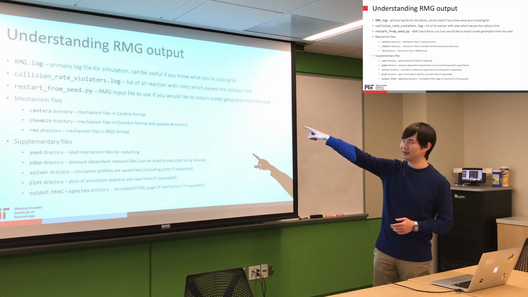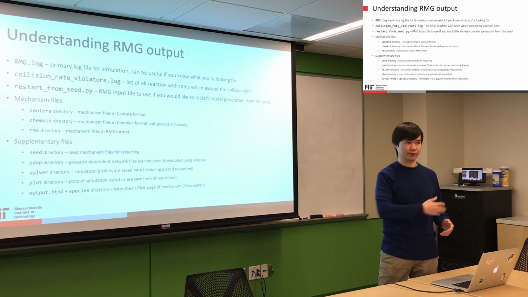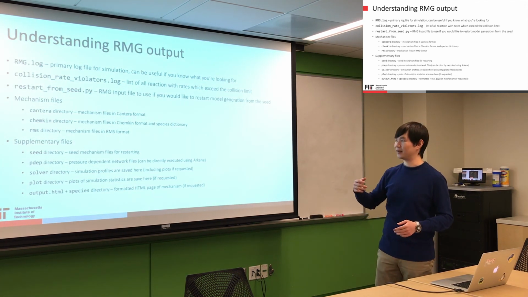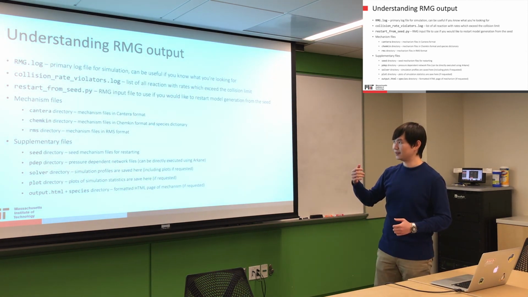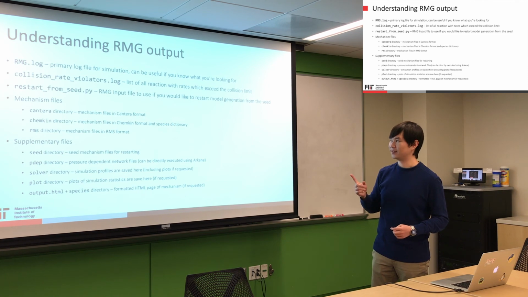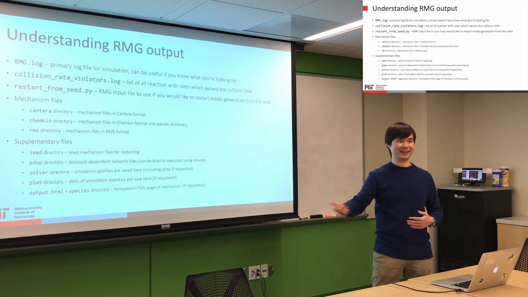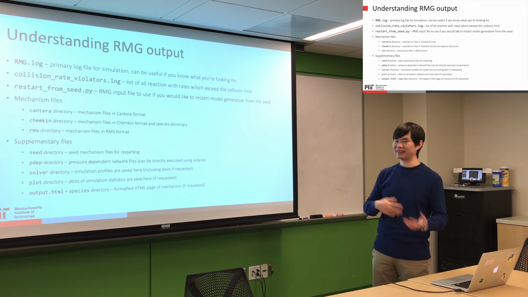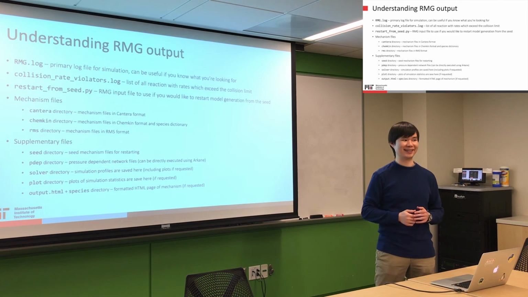Something you should always check is the collision rate violators log. Now at the end of every job, we will go through all your rates and check if any exceed the collision limit, and then we'll log them in this file. So you should take a look to see how far they exceed the collision limit, whether or not it's a reasonable rate, and you might want to replace it if it's some estimate that doesn't make sense.